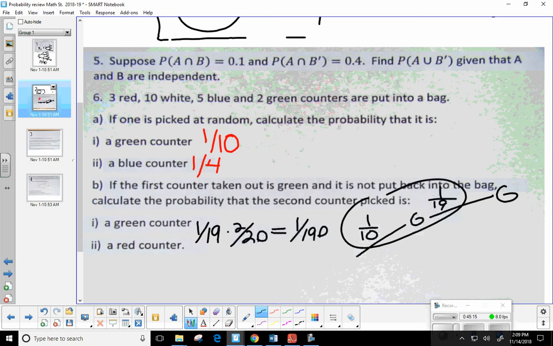Is that the bell already? Yes. Good Lord. Okay, time flies when you're having fun. So we didn't get to finish the rest of them.